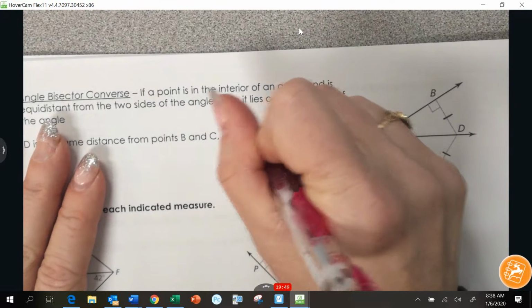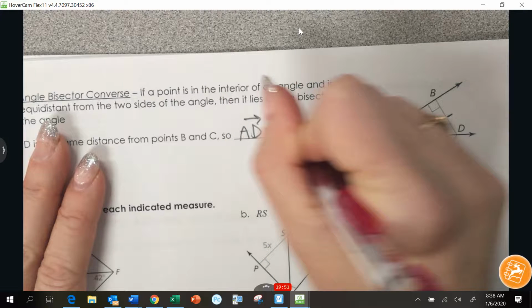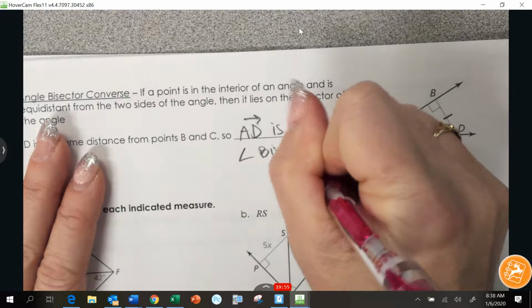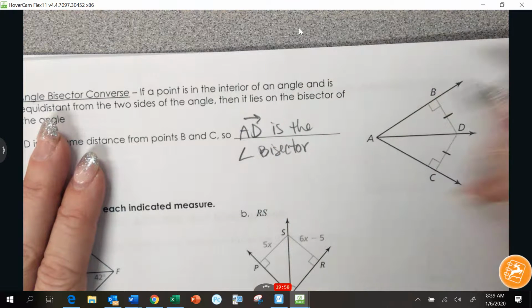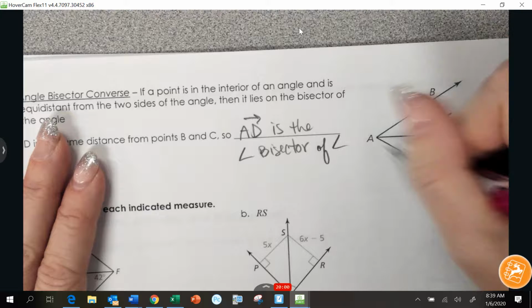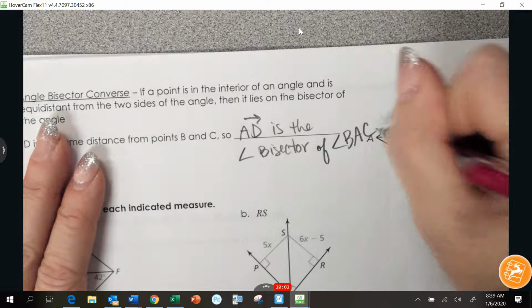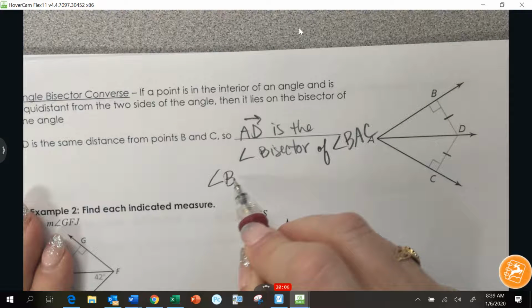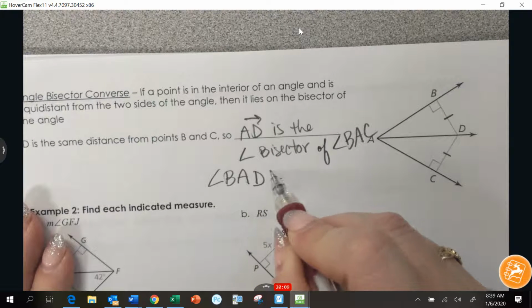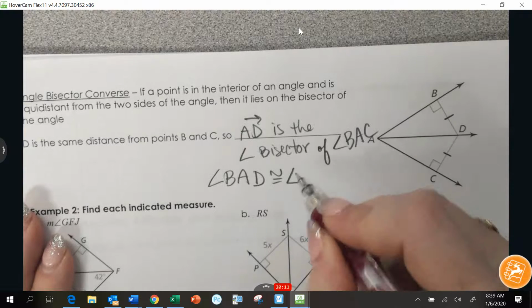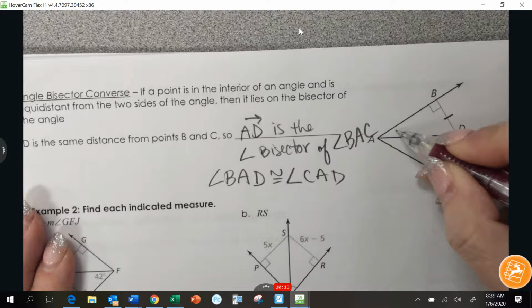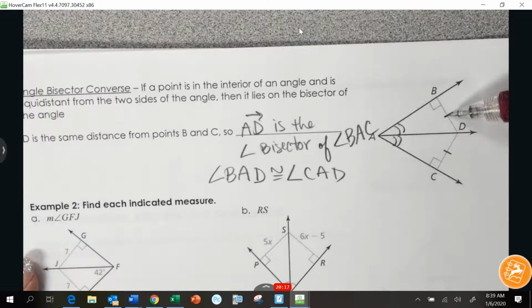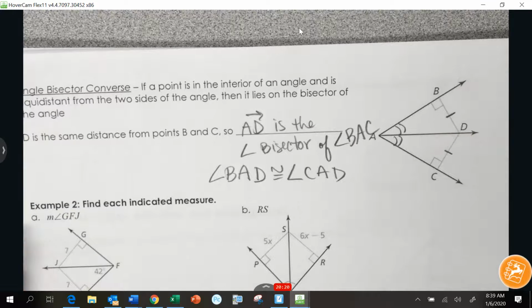So I'm going to say AD is the angle bisector. This is actually probably not what's supposed to be in this blank. Angle bisector of angle BAC. I think what's supposed to be there is that angle BAD is congruent to angle CAD. I think that's what's supposed to be there.